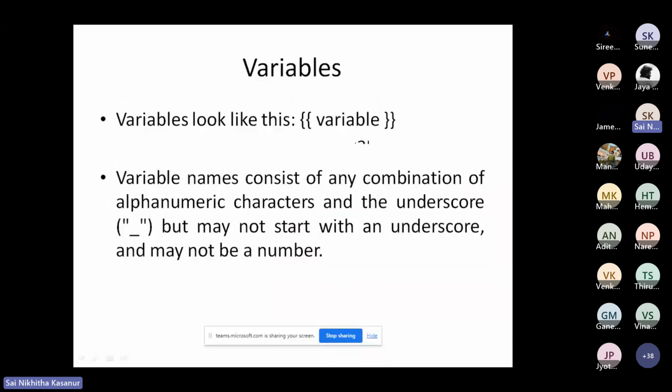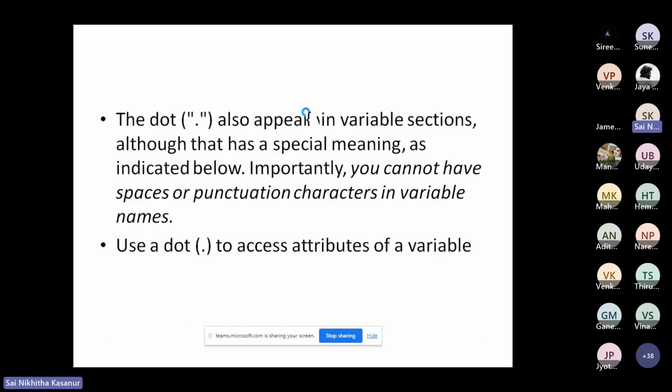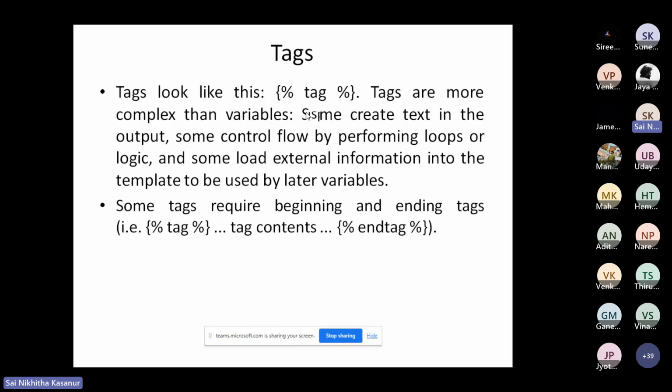So if you see this example, inside this block content, here this block title tag is trying to print or display something in a web page. So normally the tags are used to display something, create some text in the output, or sometimes to control the flow by performing loops or by using conditional statements. So using the tags, you can display something in your web page, or you can control the flow, or you can perform the conditional operations.